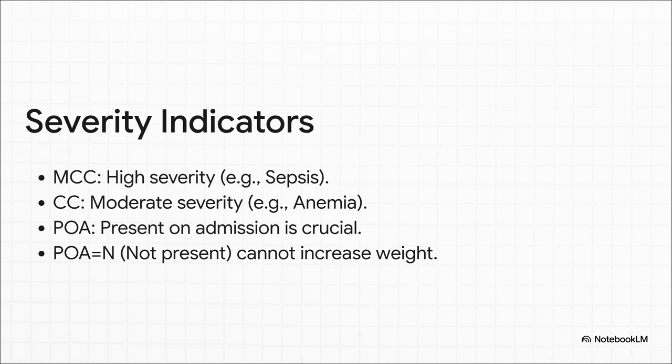But here is the critical catch you cannot ignore. Present on admission, or POA, is a crucial indicator. If a secondary diagnosis like deep vein thrombosis happens during the hospital stay, meaning the POA indicator is N for not present on admission, it is considered a hospital-acquired condition. As a result, it often cannot be used to increase the DRG weight. In most cases, the condition has to legitimately walk through the door with a patient to count as a multiplier.